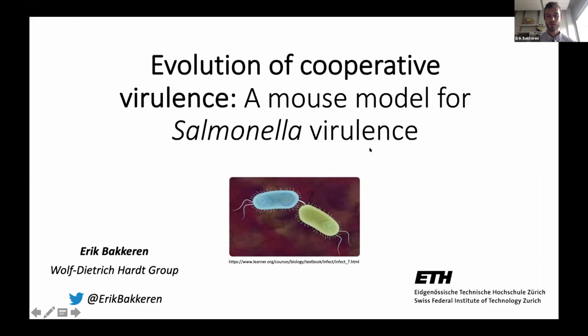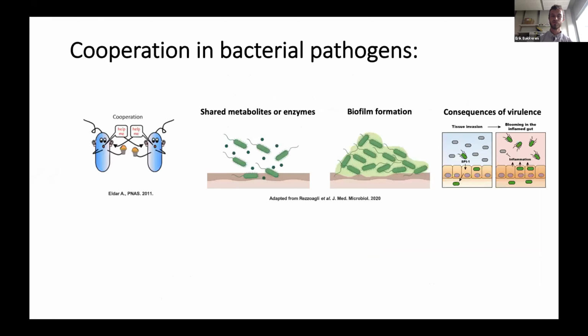Thanks for having me here so that I can talk a bit about our more recent work on the evolution of cooperative virulence and how we have a mouse model to study aspects of this using Salmonella as a focal model. So we've talked a lot about different aspects of bacterial sociality already, so I'm not going to go into great detail about this, but cooperation is one of these aspects.